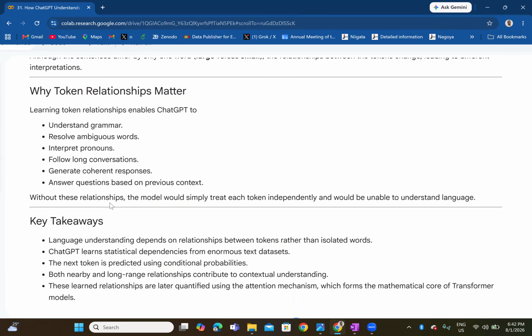So why do token relationships matter? Learning token relationships enables ChatGPT to understand grammar, resolve ambiguous words, interpret pronouns, follow long conversations, generate coherent responses, and answer questions based on previous context. Without these relationships, the model would simply treat each token independently and would be unable to understand language. The key takeaways: language understanding depends on relationships between tokens rather than isolated words. ChatGPT learns statistical dependencies from enormous text datasets. The next token is predicted using conditional probabilities. Both nearby and long-range relationships contribute to contextual understanding. These learned relationships are later quantified using the attention mechanism, which forms the mathematical core of transformer models.